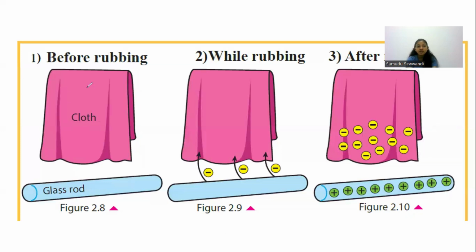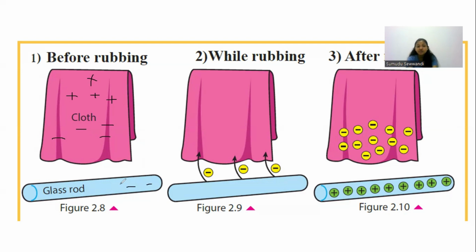Consider that in this cloth, there were similar numbers of positive charges and negative charges. I will show 4 positive charges and 4 negative charges. Now, when we look at it from outside, we can't see the net charge because the same number of positive and negative charges are there. But when we rub this cloth with a glass rod, some negative charges are removed from the glass rod to the cloth.